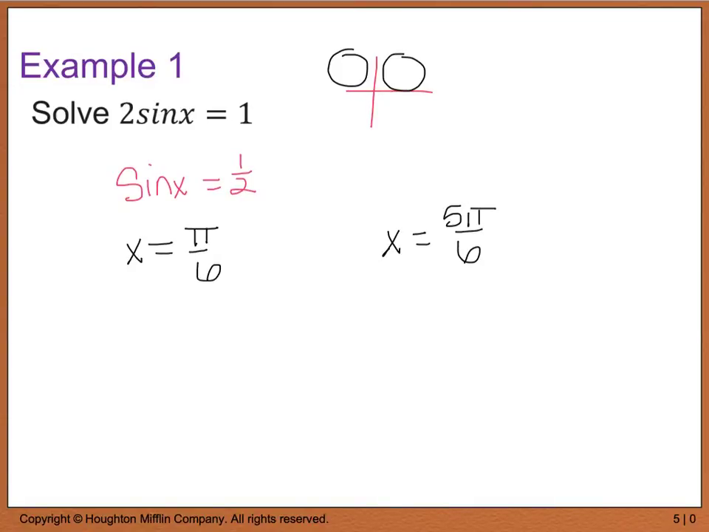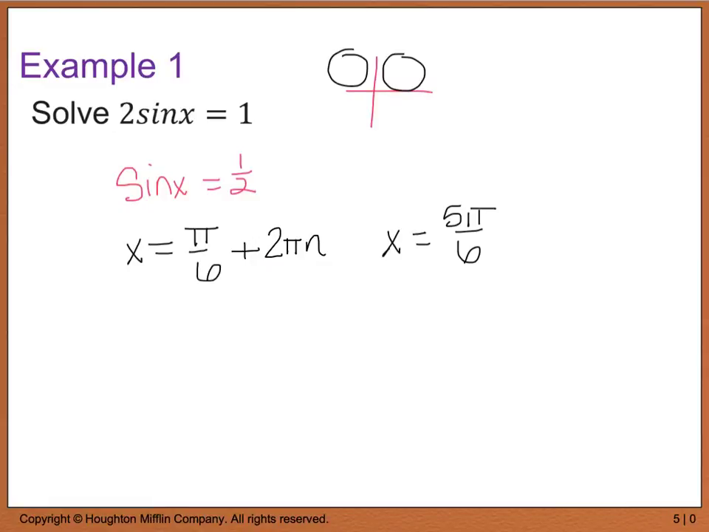And this would work if we're looking at just from 0 to 2 pi. However, it doesn't restrict my domain. So because sine is a repetitive function, we also must include something that looks like this. And what this means is sine has a period of 2 pi. So every increment of 2 pi is going to put me right back here at pi over 6. So I need to include this because I'm not on a restricted domain.